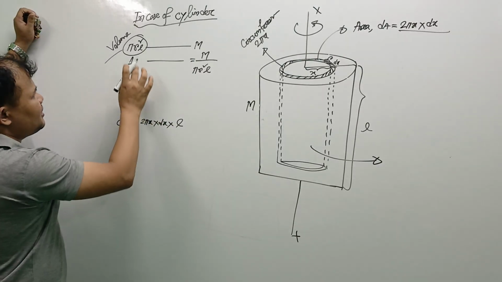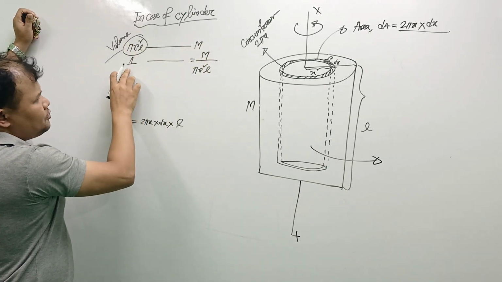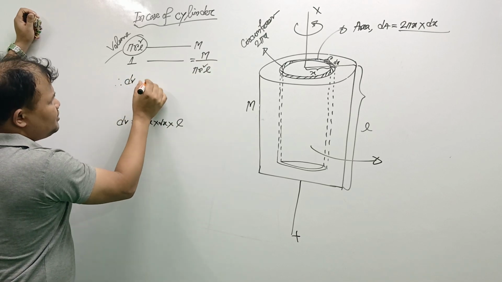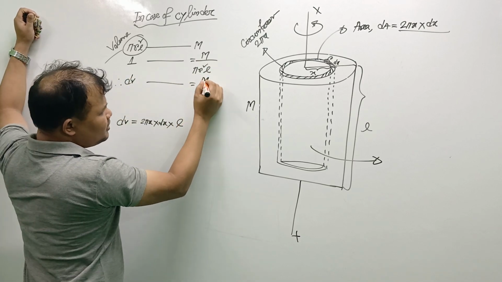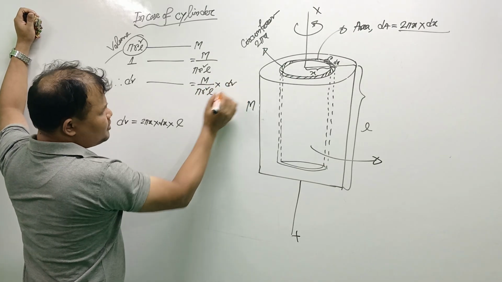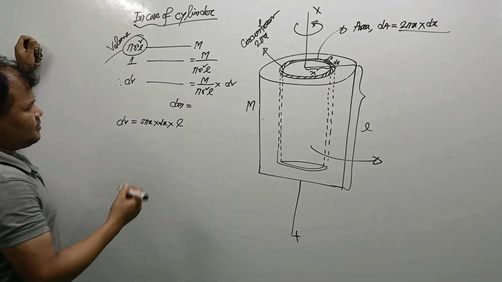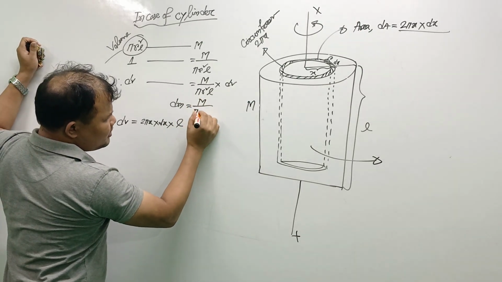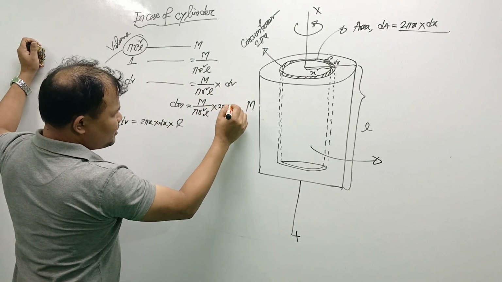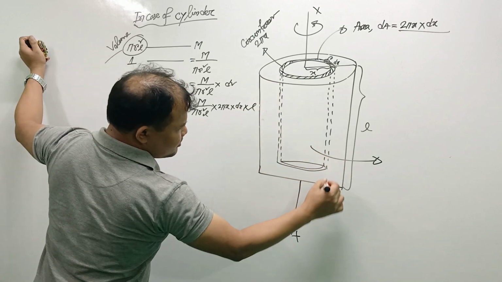Already we wrote that for pi r square L volume, the total mass will be m. For 1 unit volume, the total mass will be m divided by pi r square L. In case of dV volume, the mass will be m divided by pi r square L into dV. This can be noted by dm. The value of dV will be twice pi x into dx into L. M is the total mass.